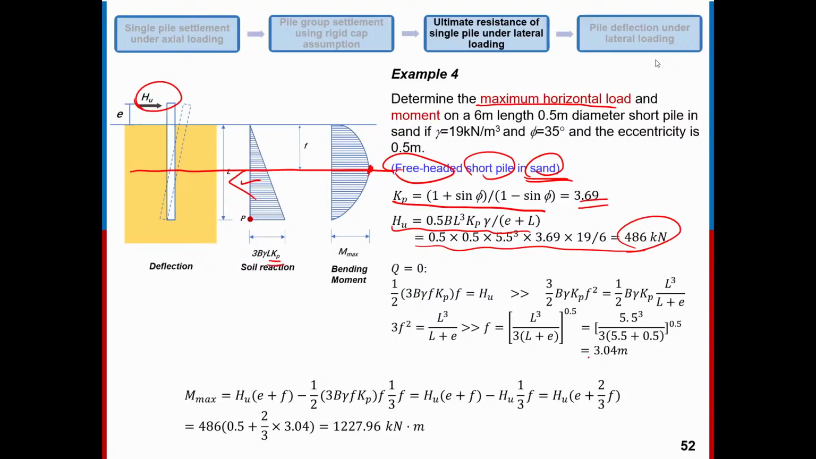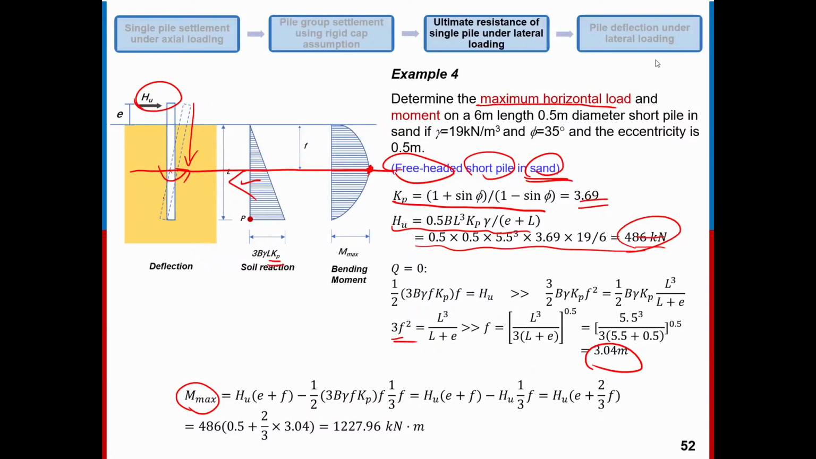Then we calculate the F value. F value is the depth of this position. With F value known and Hu we also know, the M max we can calculate from top to this position. So M max is here.